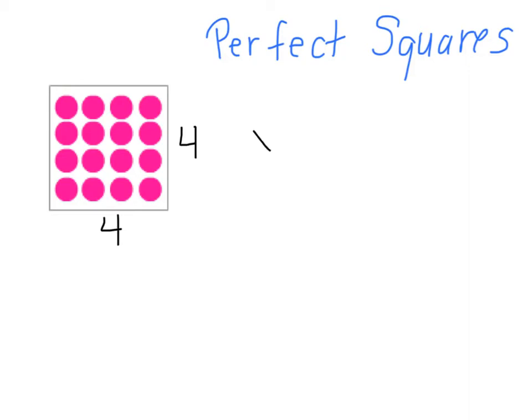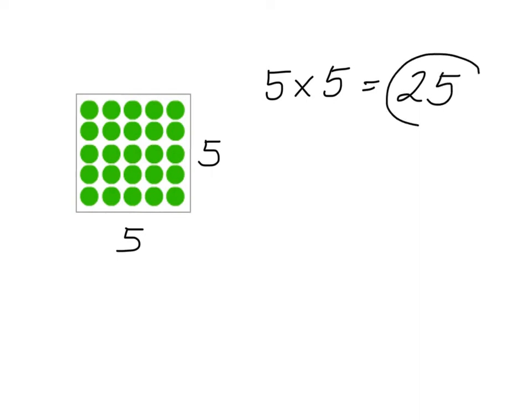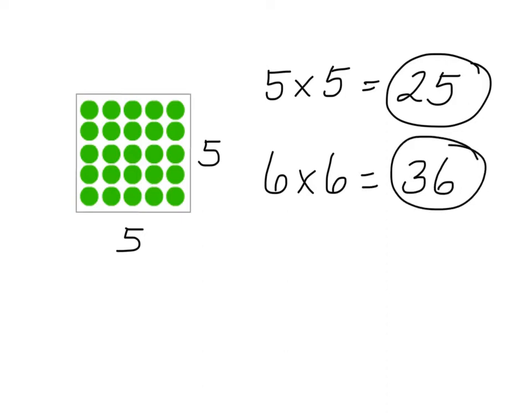And so this square is a 4 by 4. We already said that 4 times 4 equals 16. All of our perfect squares are represented when we multiply one number by the same number. So 16 is a perfect square. This is an example of another perfect square. We have 5 by 5. 5 times 5 equals 25. 25 is also a perfect square. As we continue, we can do 6 by 6, which equals 36. Another perfect square.